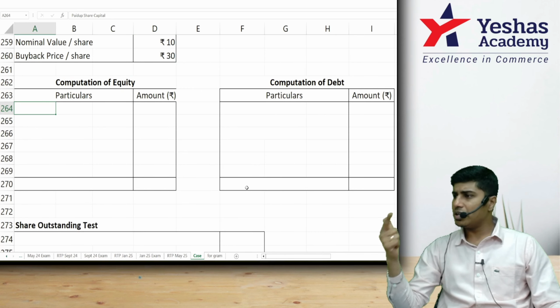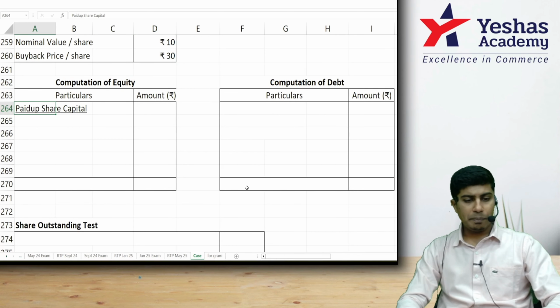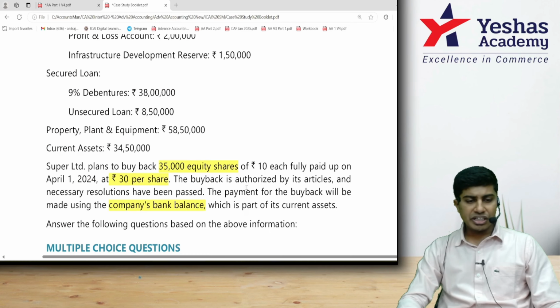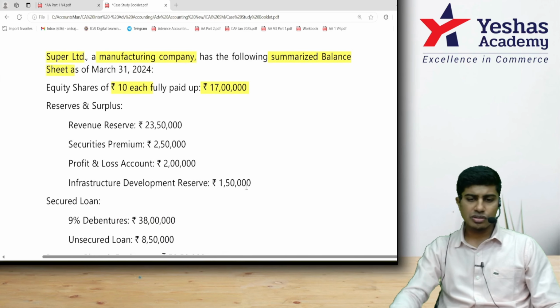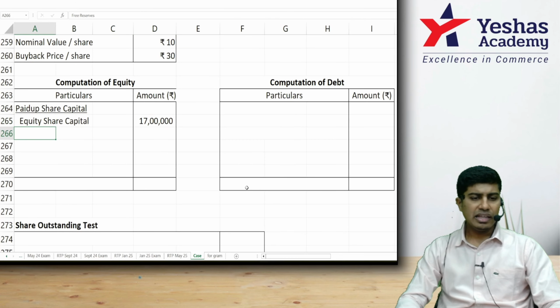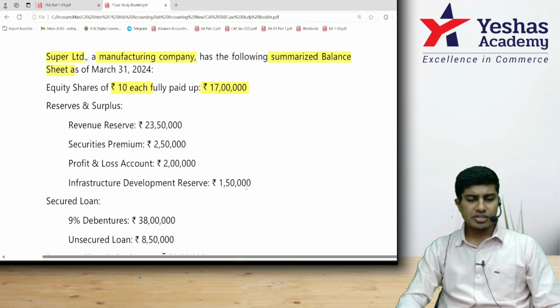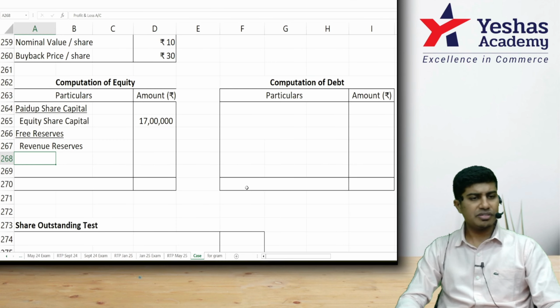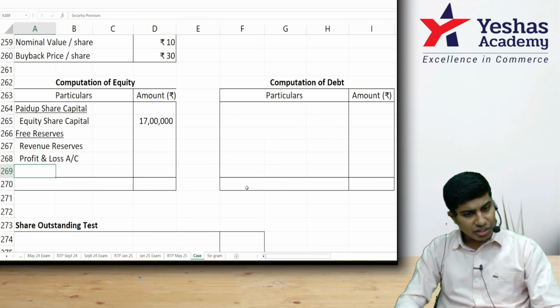Equity is PUC plus FR plus SP. I'll take paid up capital of the company. Equity share capital of the company is how much? Very good. Equity share capital of the company is 17 lakh. Then I'll take free reserves. What are the reserves that we have? Revenue reserves, free reserve. P&L account, free reserve.